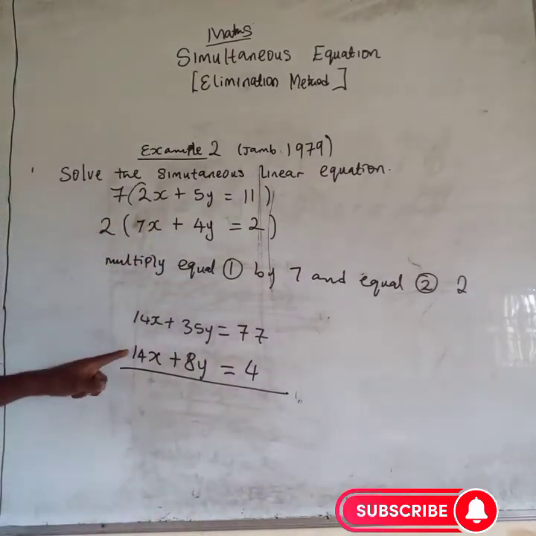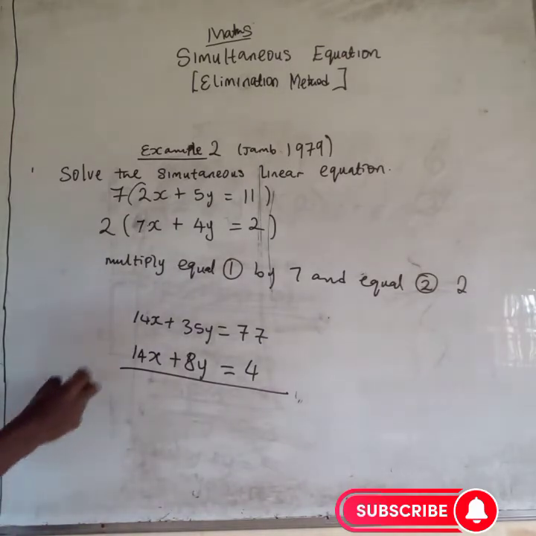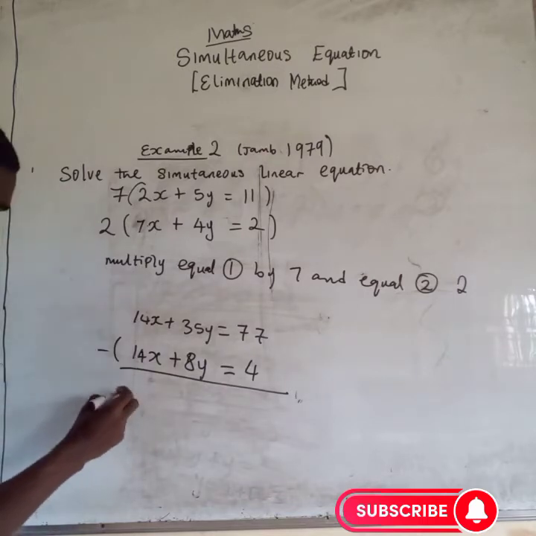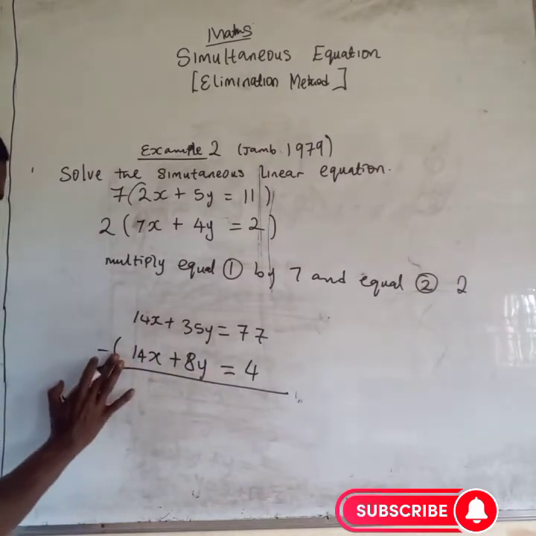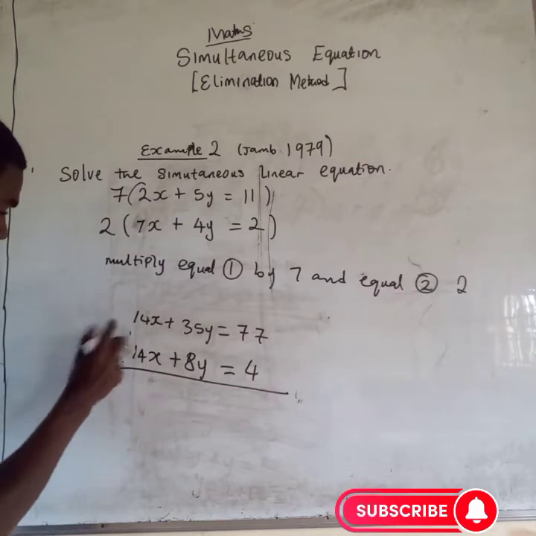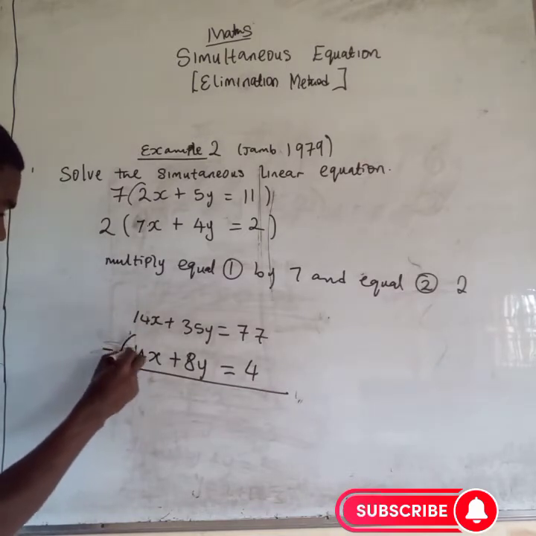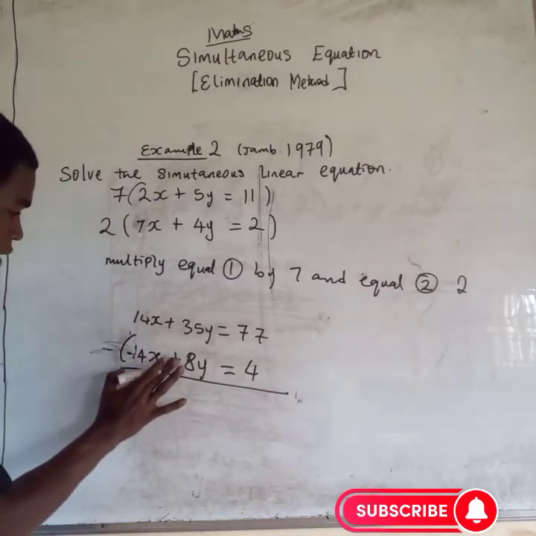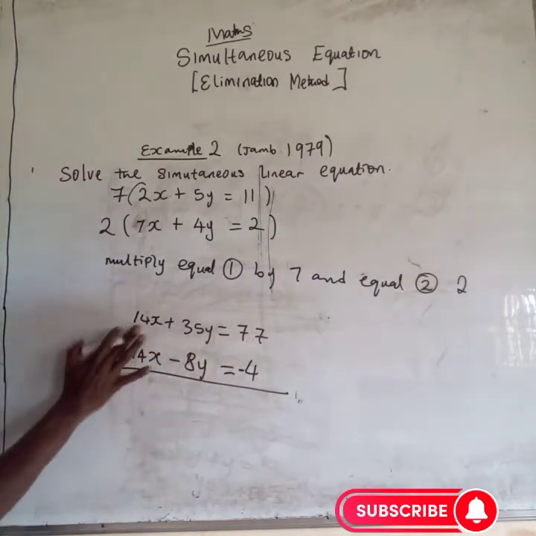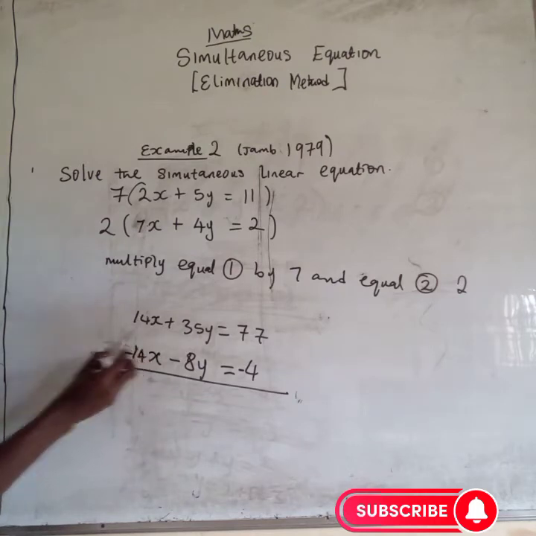So we discover that this place is plus and this place is plus. If we add them together, we won't eliminate anything. So let us add minus to it. When we add minus to this side, automatically this becomes what? Minus times 14 is what? Minus 14, right? Minus times 8 becomes minus 8. And minus times 4 becomes minus 4. I don't want to rewrite it, so this is what happens.